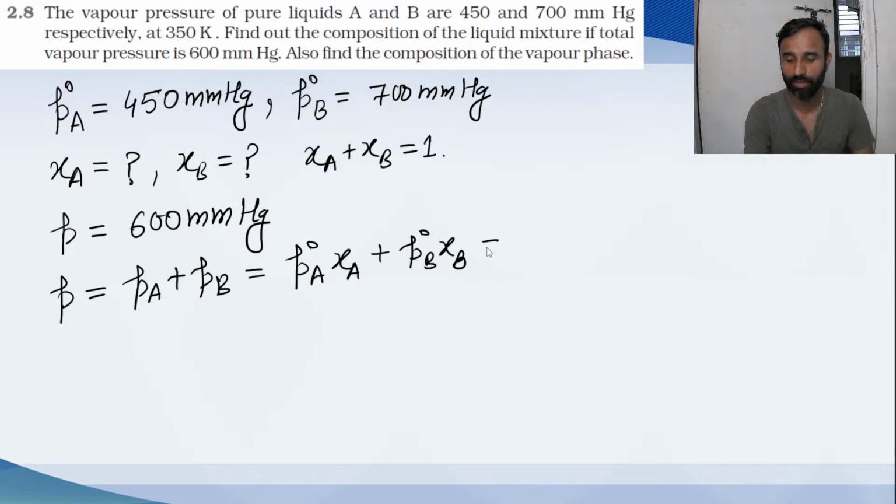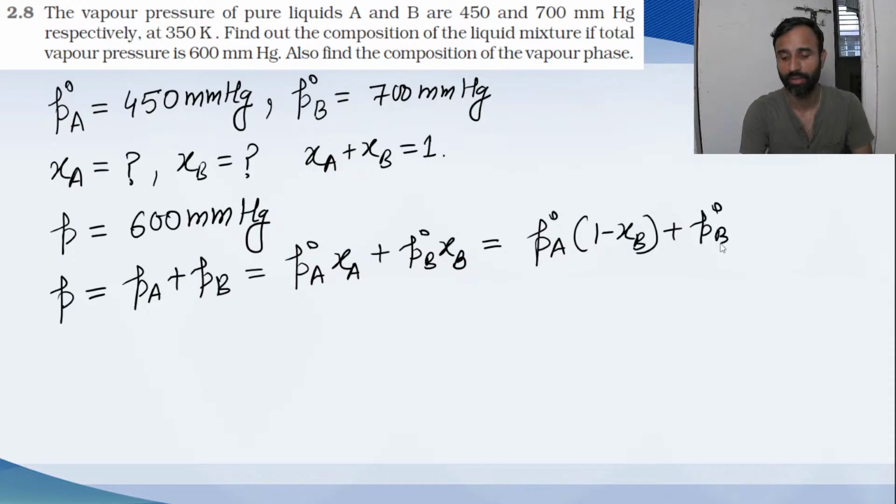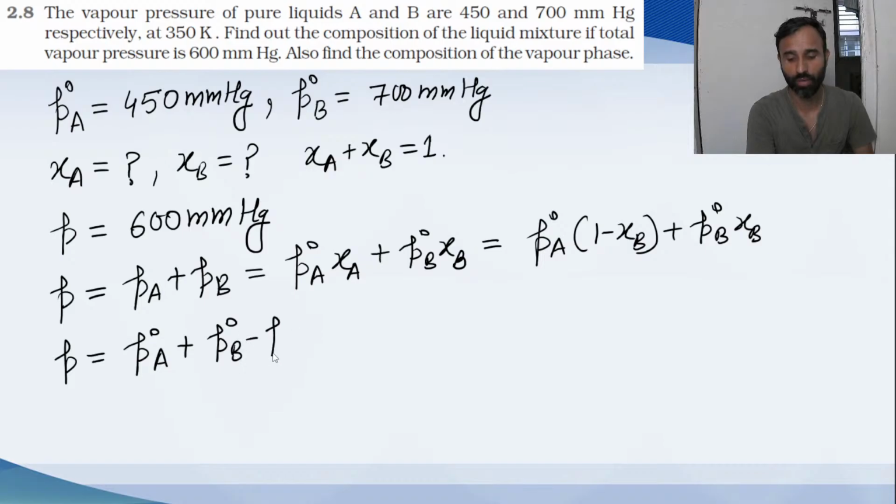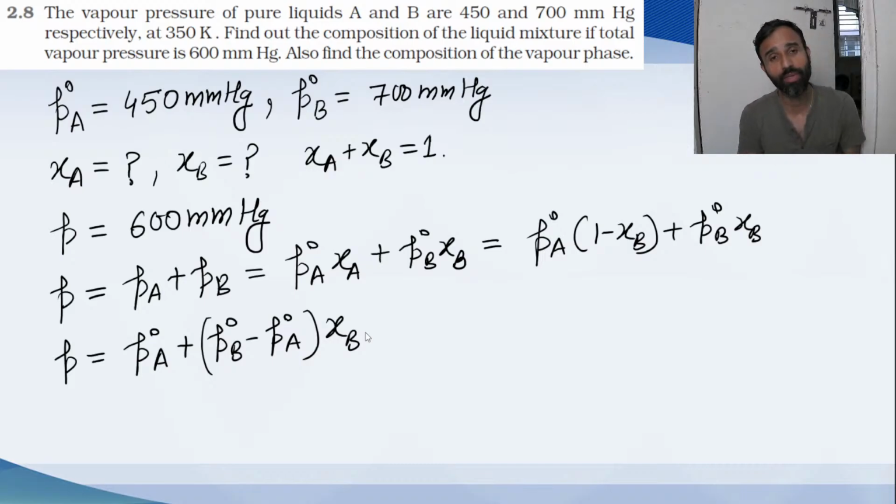Then it is 1 minus XB, P naught B XB. So P is equal to P naught A plus P naught B minus P naught A into XB. That's it. So now P is given, total vapor pressure. P naught A is given, P naught B is given. Just put the values and you will get XB.